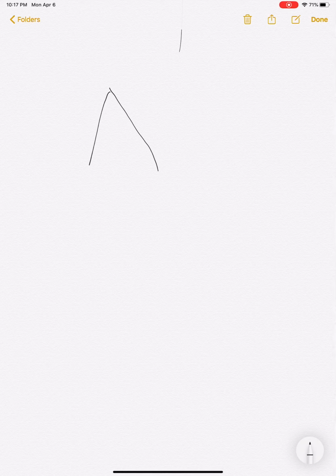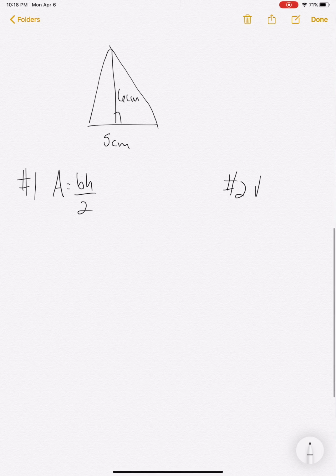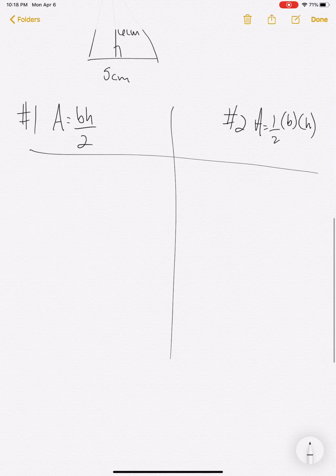Now let's reimagine that this triangle has a base of 5 centimeters and it has a height of 6 centimeters. Now we're going to use the same formula. So remember formula 1, that we've given as area is equal to base times height over 2 or divided by 2. And formula 2 is area is equal to 1/2 times base times height. So we're going to start plugging in our numbers and working through our formula.